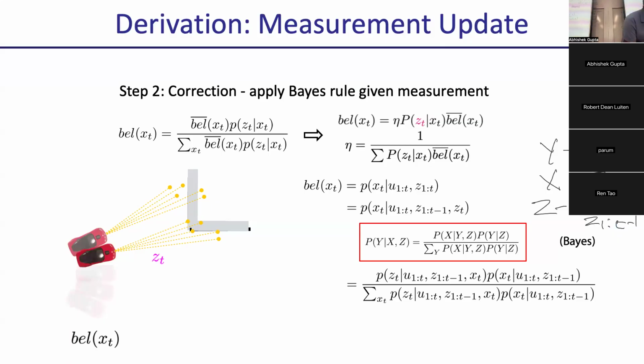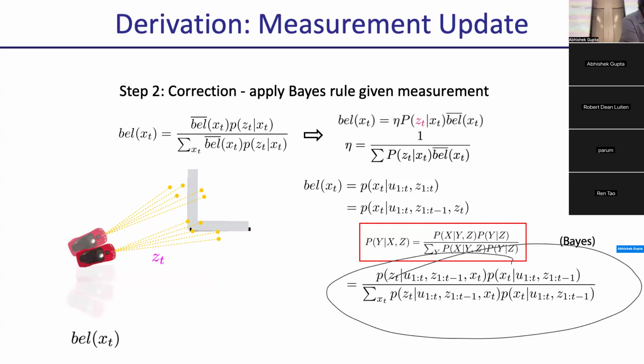So if we just do some pattern matching, you can see that this term is P of X given Y, Z. This term is P of Y given Z, right? We're just going to directly apply Bayes' rule. So the trick is you want to separate out ZT and then you want to flip it with Bayes' rule. And so now let's try it. How do we get from here to here?